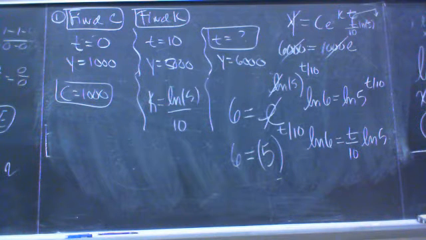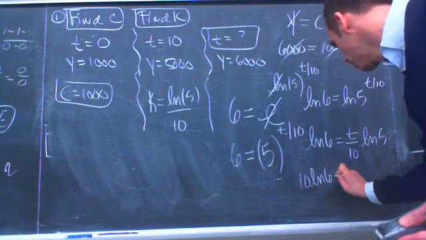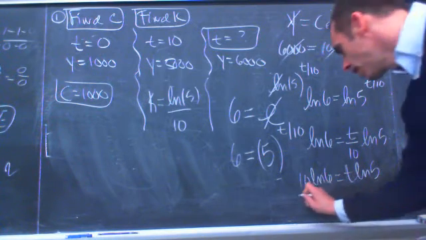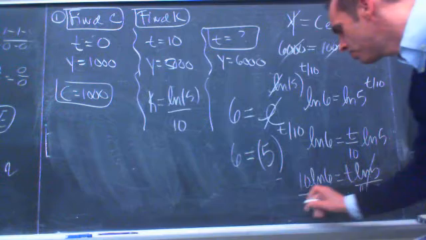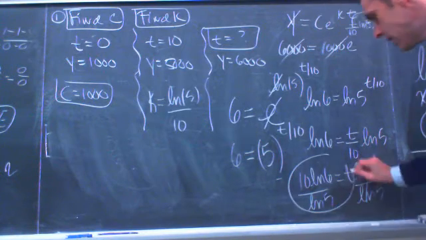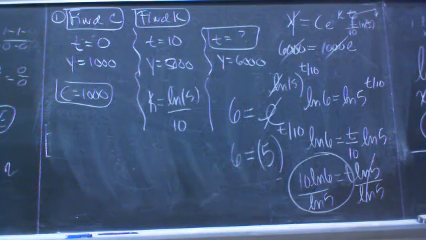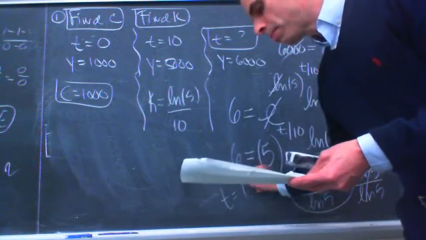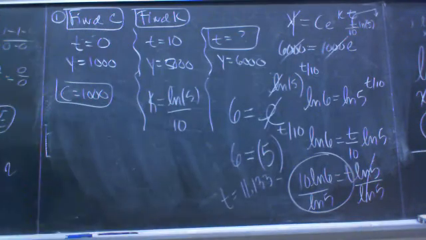Then cross what? Hello? So it's 10 times the natural log of 6 equals t times the natural log of 5. Divide by natural log of what, everyone? And I'll accept this as the answer. So t would be 10 times the natural log of 6 over the natural log of 5. And if you're curious about the time, it would be about 11.133 minutes. Okay?